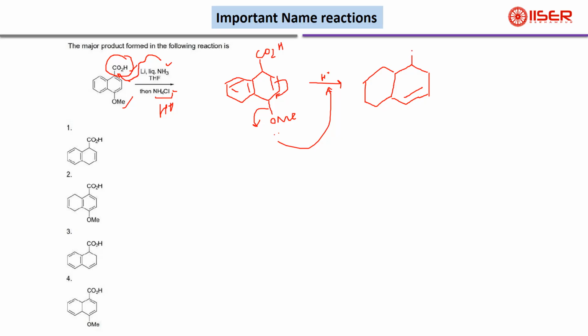So the correct option is this one. There is a generation of positively charged species. This positive charge will be quenched by lithium. Okay, so the correct option is option 3.